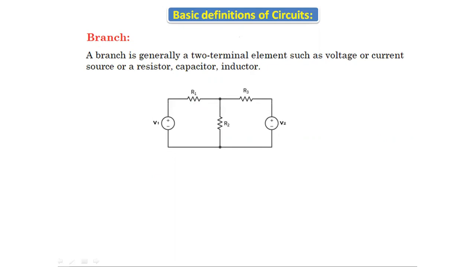Now we will identify how many branches we are having. Here this is one terminal. In between the two terminals there is an element. This element is called a resistor. It is called one branch.